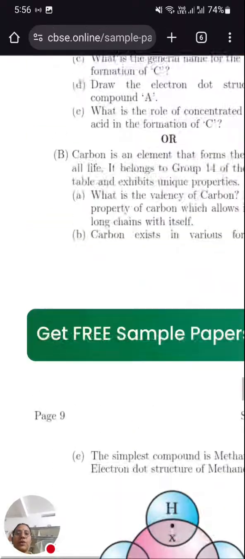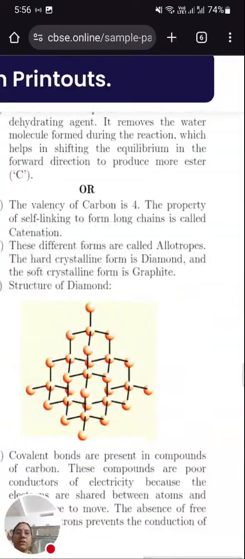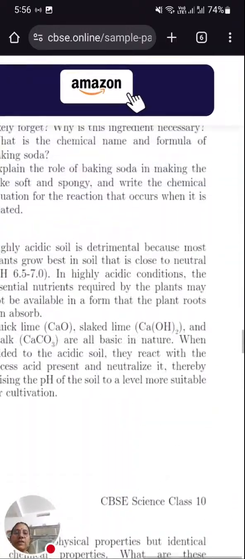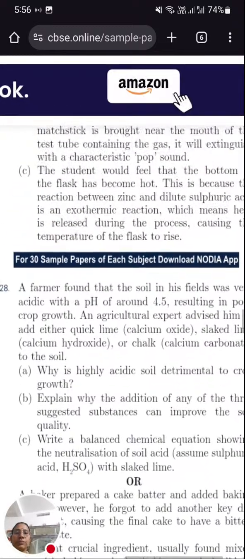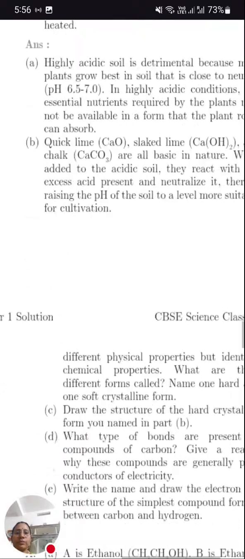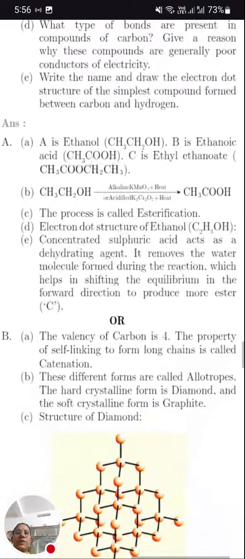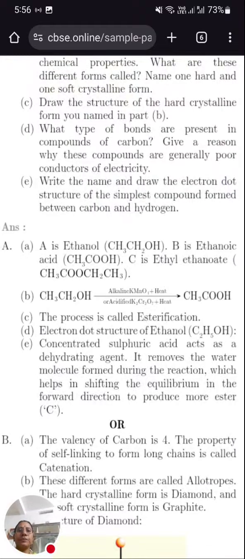Okay, Section C got started. Section B is complete. Then only this answer is remaining. Let's complete that answer. See, these equations are very important. Learn them properly.